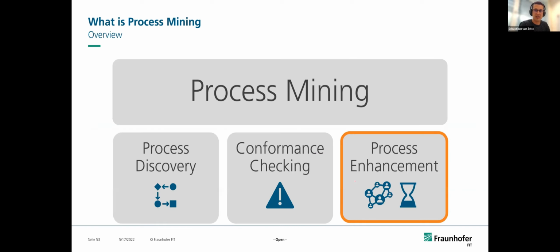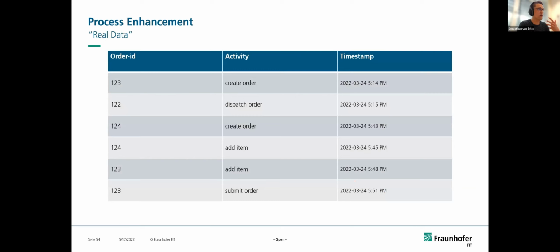Then we have process enhancement. And process enhancement is a broad term for all kinds of techniques that aim to calculate ways to improve the process performance, explicitly by also exploiting additional data attributes. So obviously the example that I've shown you, the example table of our shop, is not really a realistic representation of the data that is in the information systems.